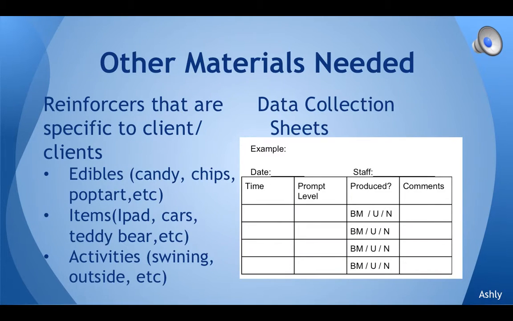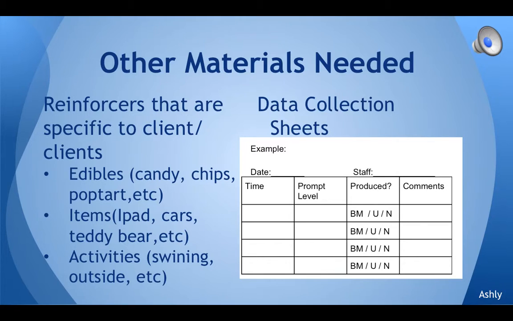It is also very important to have highly preferred items or reinforcers available to the individual who is learning functional communication. These are provided once the individual engages in the appropriate behavior. Reinforcers can be edibles like M&Ms or Doritos. They can also be preferred toys like an iPad or a toy truck, or they can be activities that the individual likes to engage in, like swinging or playing outside.